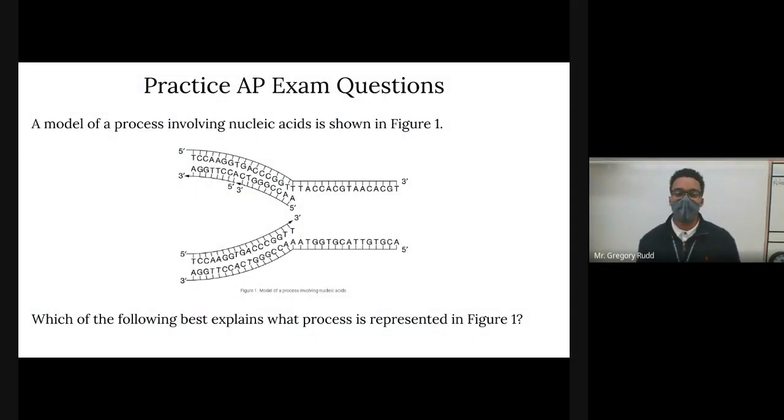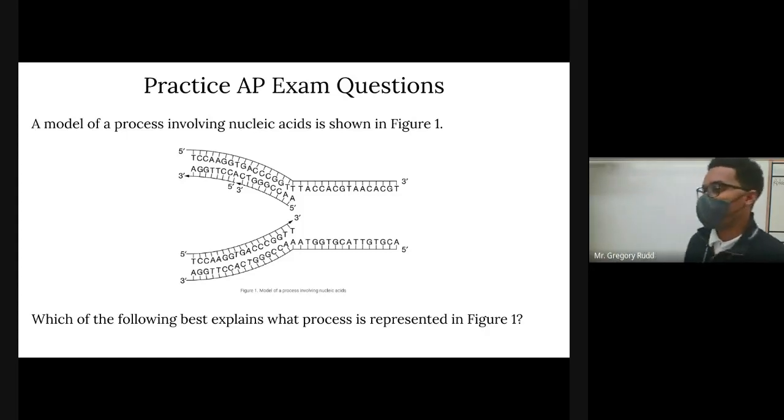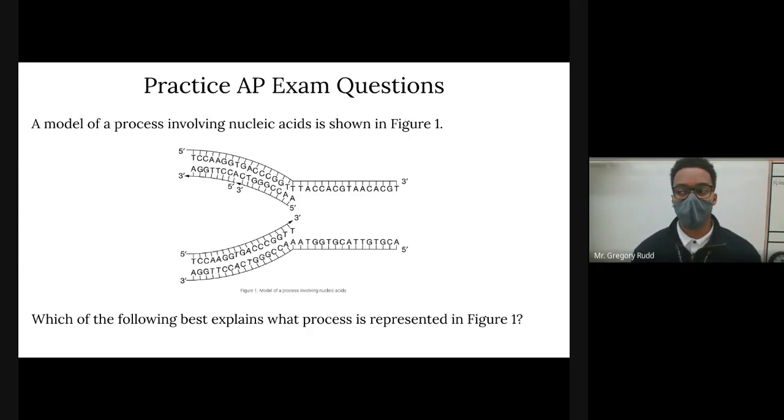Right. So this first question says a model of a process involving nucleic acids is shown in figure 1. There's figure 1. Which of the following best explains what process is represented here? So what do you see? I mean, this might be a little obvious based on the fact that we just recently talked about it, but what are you seeing here? No, not translation. It is DNA replication. How can you tell?